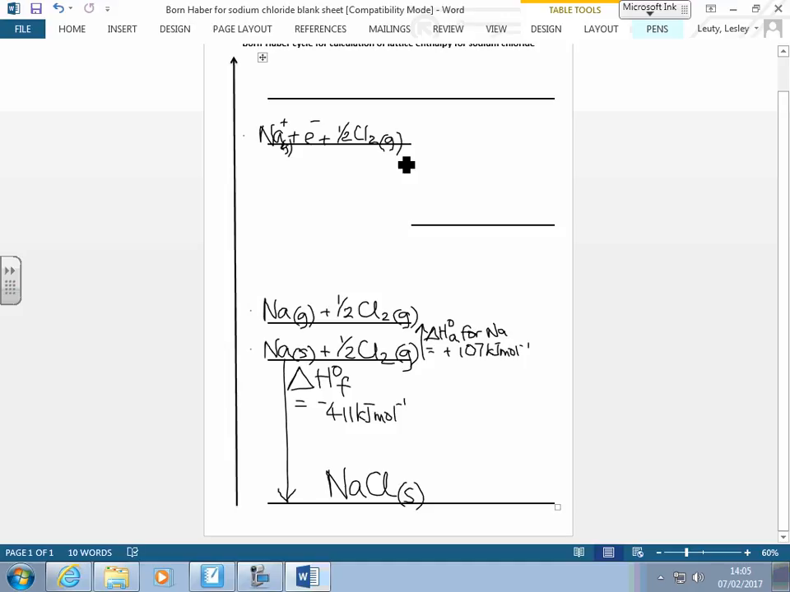And so I'm not sure where I can stick the arrow for this one. Put it wherever is sensible. You should really have them coming up in a line, but it's just not going to happen. This is a bit of an untidy Born-Haber cycle, just from the way I've had to fit it in. So this is our first ionization energy for the sodium. And that is an input of 496 kilojoules per mole.